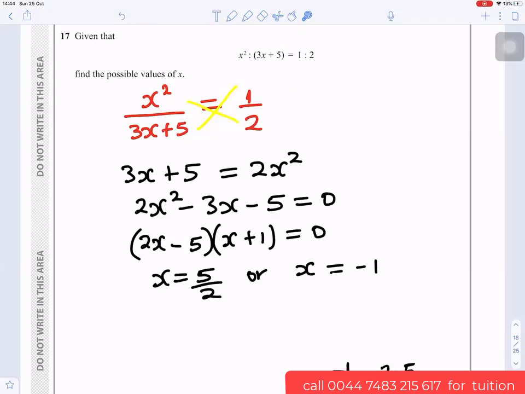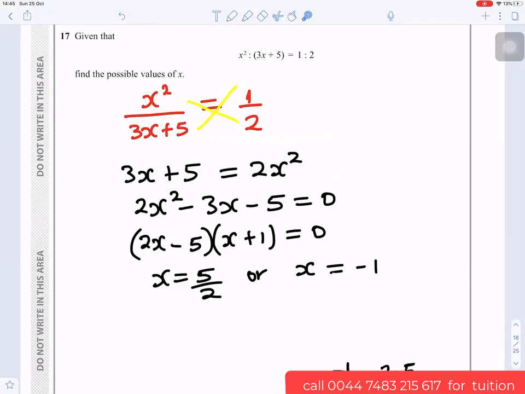That ratio of x squared divided by 3x plus 5 is equal to the ratio of 1 divided by 2 because the sign says they are equal. Now, to solve this for the value of x, we use a technique of cross multiply to change it to linear form. So the top, x squared times 2, that gives 2x squared. 3x plus 5 times 1 gives 3x plus 5. Now you put everything to one side. 3x goes to the other side and 5 goes to the other side.